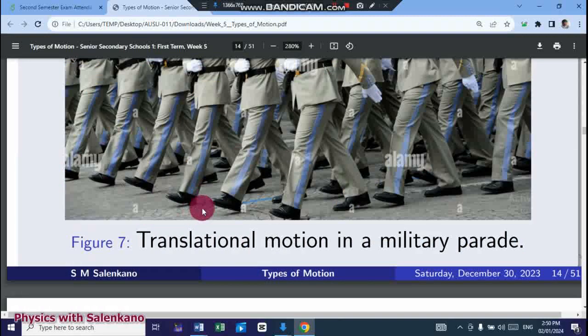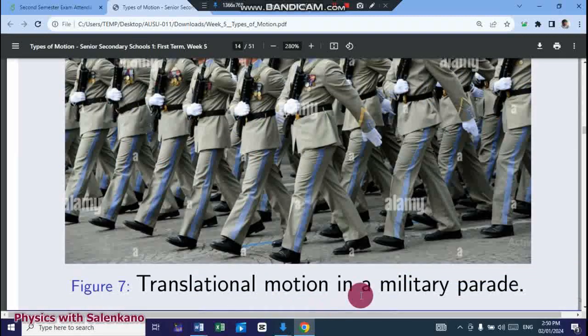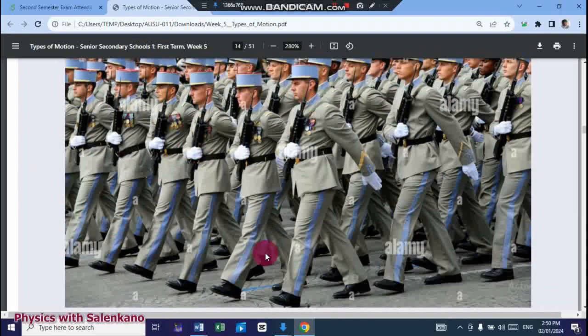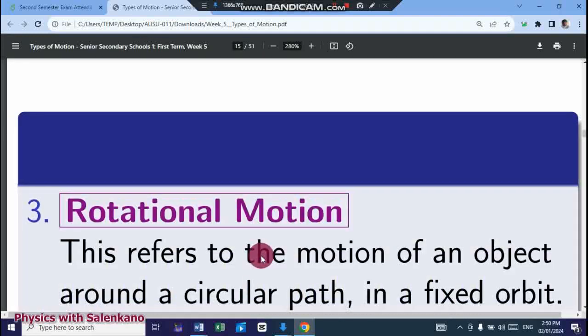We also have a parade of soldiers. Translational motion in a military parade. You have soldiers here and they all march in the same direction. This is another example of translational motion.